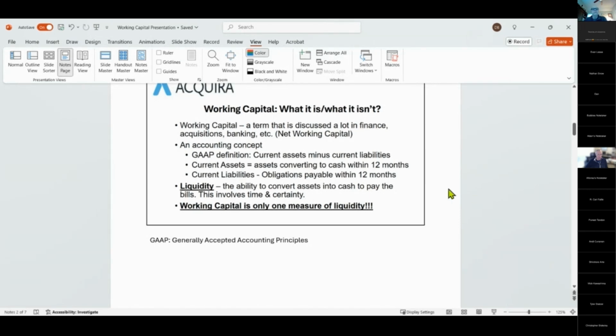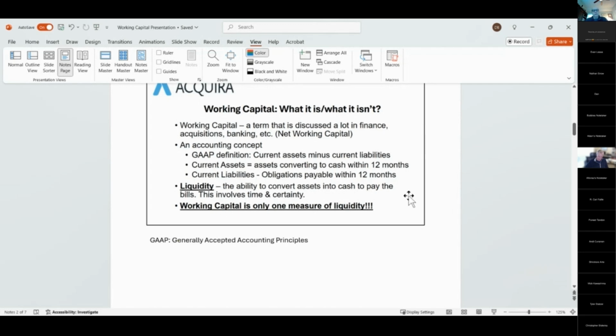We won't belabor the accounting treatment of it at all. But the GAAP definition, and that means generally accepted accounting principles, the GAAP definition means current assets minus current liabilities. And so current assets are assets that convert to cash within 12 months, at least in theory they do. Current liabilities are obligations that are payable within 12 months.